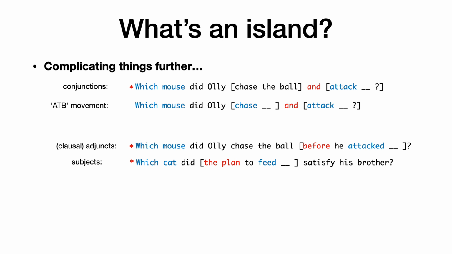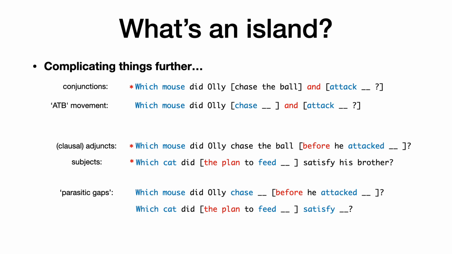This is a different sentence than what I showed you before. But both of these sound weird, right? So again, because I have a gap inside of a clausal adjunct, or in the second case, because I have a gap inside of a subject, both of those sound funny. But just like with the ATB movement cases, we see that we can fix these by putting another gap outside of the relevant island.